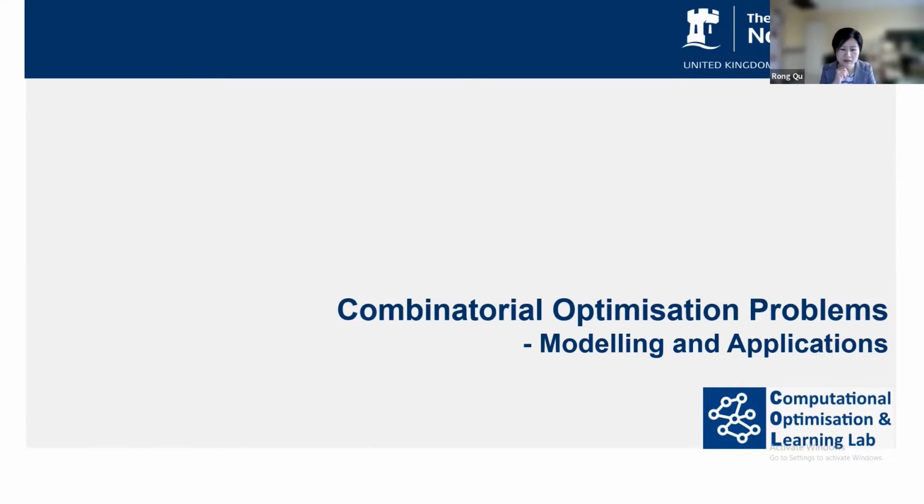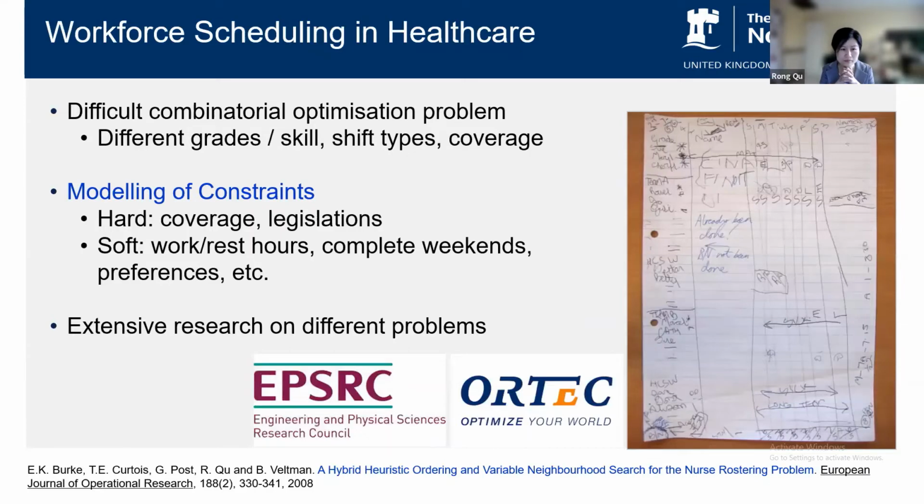Okay, so I'll spend some time talking about the modeling and applications for solving the combinatorial optimization problems we encountered during the last 20 years. This is a quite successful application, workforce scheduling in healthcare. We know that in hospitals, they work 24/7, so they need to provide high quality healthcare service, to schedule nurses of different grades and skills to different types of shifts, satisfying the coverage required every day. This is a project sponsored by EPSRC while providing intelligent solutions for our industrial partner, Alltech, in the Netherlands.